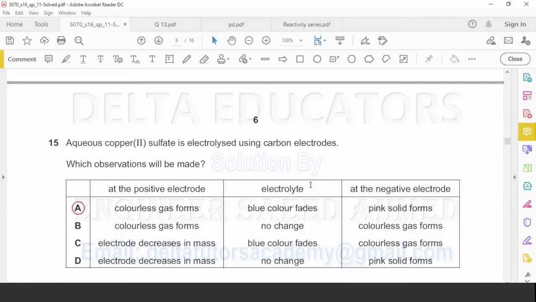And what about the electrolyte? In the electrolyte, copper ions will decrease. Since in the electrolyte copper ions are decreasing, and the blue color in the electrolyte is because of copper sulfate, with the decrease in copper ions the color of the solution will also change. So the blue color will fade. The correct option is option A, where at the positive electrode we get a colorless gas, the electrolyte blue color fades, and at the negative electrode we get a pink solid.